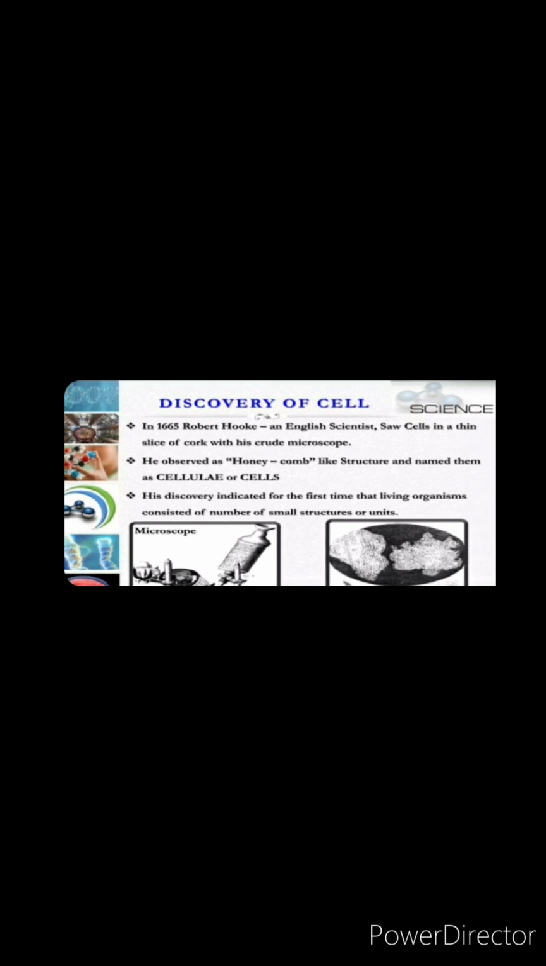So let's discuss the discovery of the cell. Who was the founder of the cell? Let's see. In 1665, Robert Hooke, an English scientist, saw cells in a thin slice of cork with a crude microscope. That means there was a microscope with magnifying power. In the cork of the tree, the outer wall that plants with secondary growth have is called cork.